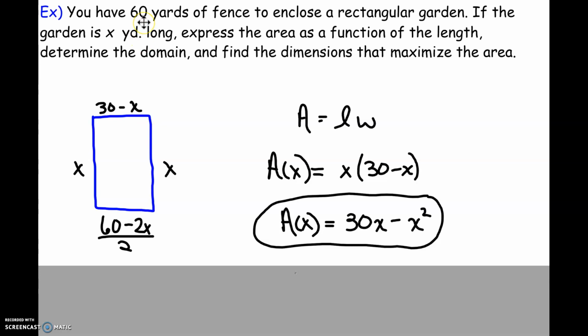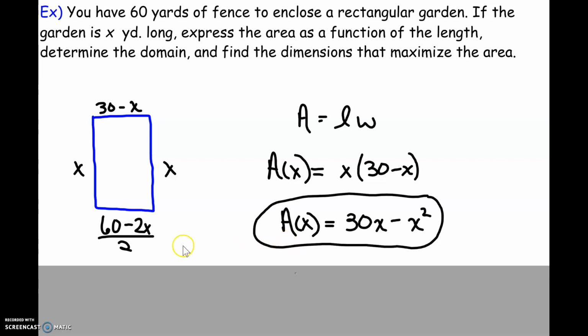Our total is 60 yards, so we'll subtract the 2x from the 60, but all of that can't go on one side because we have 2 sides to split that between. So I take my 60 minus 2x to find out how much is left, divide that by 2, and simplify to say, oh, so that means 30 minus x will represent the length of the other side. Once again, we use the area formula, length times width, and the information from our picture to come up with A of x is equal to 30x minus x squared.